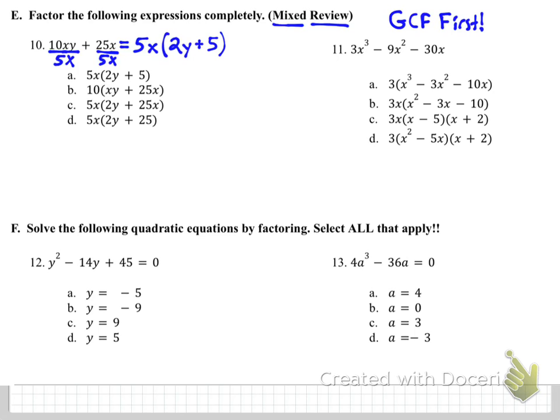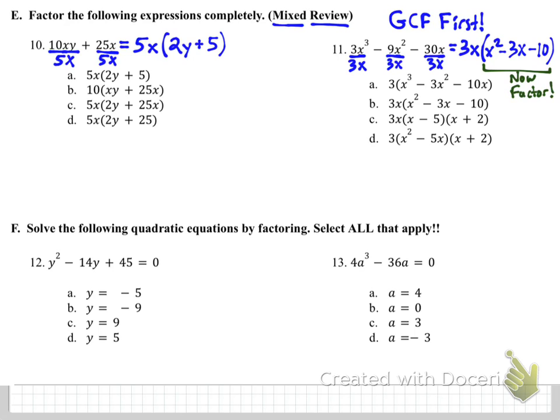On number 11, you need to find the GCF first. Remember, that's always the first step. When you do that, this becomes a much simpler problem. So you notice there's a 3 in all of 3, 9, and 30, but there's also an x, so we need to take 3x out. Once we do that, we'll divide out 3x, we get x squared minus 3 times x. Divide out 3x from 30x, and you get minus 10.